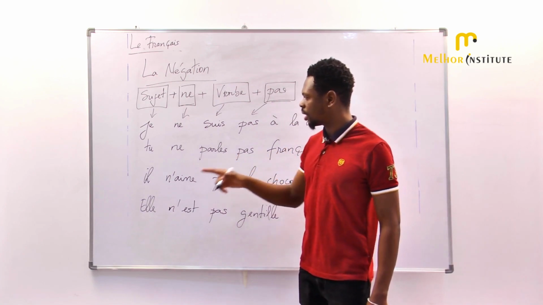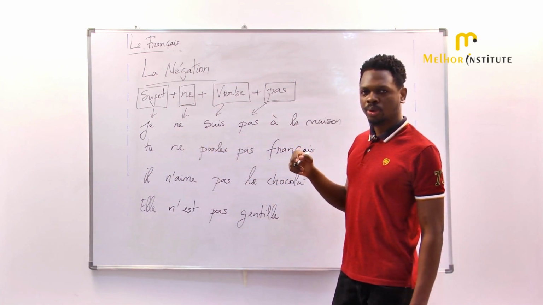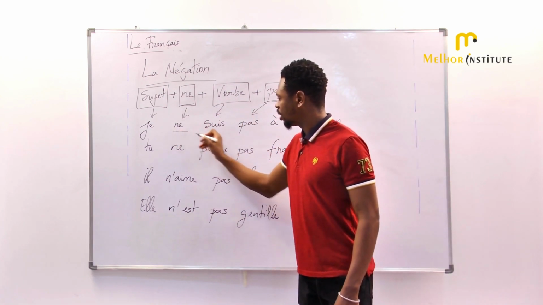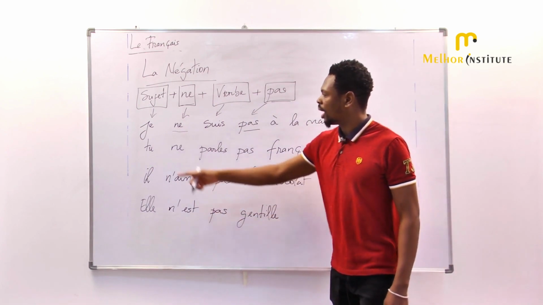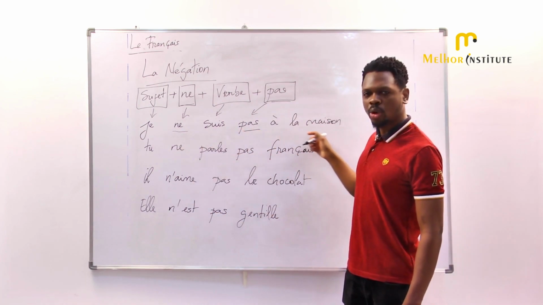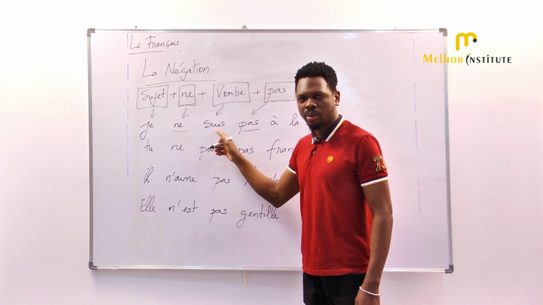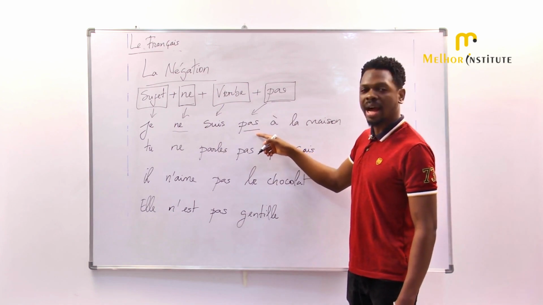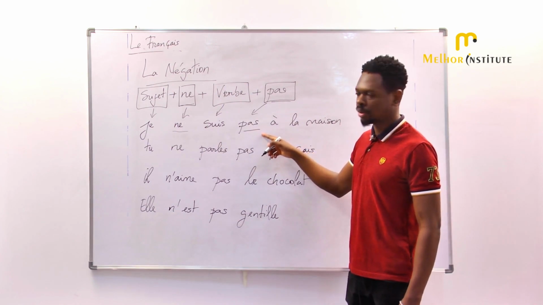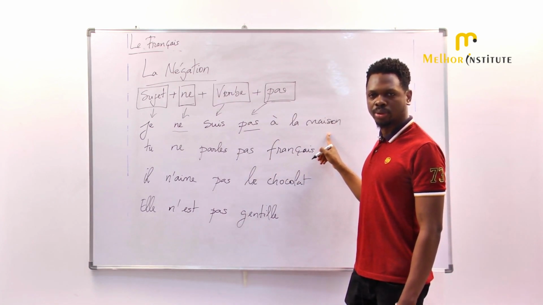We have the first example. Je ne suis pas à la maison. Means what? I'm not at home. Ne stands before the verb. Pas stands after the verb. Je ne suis pas à la maison.